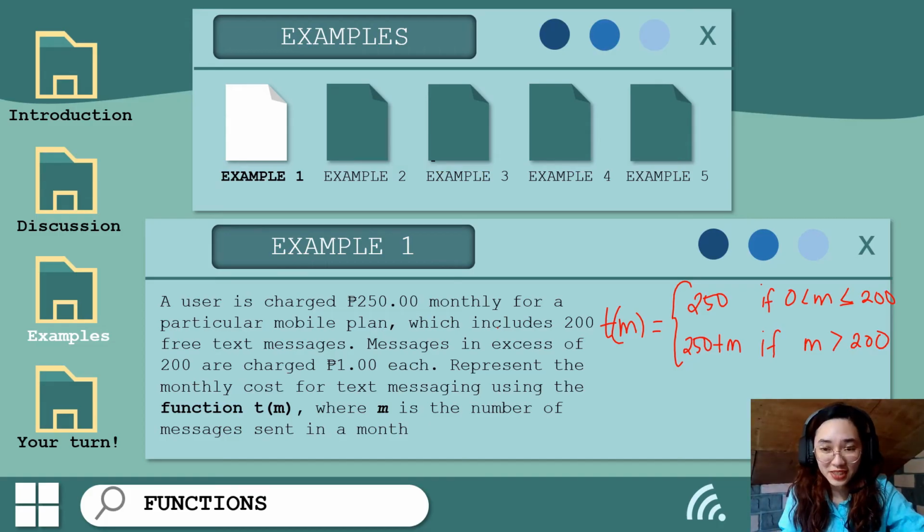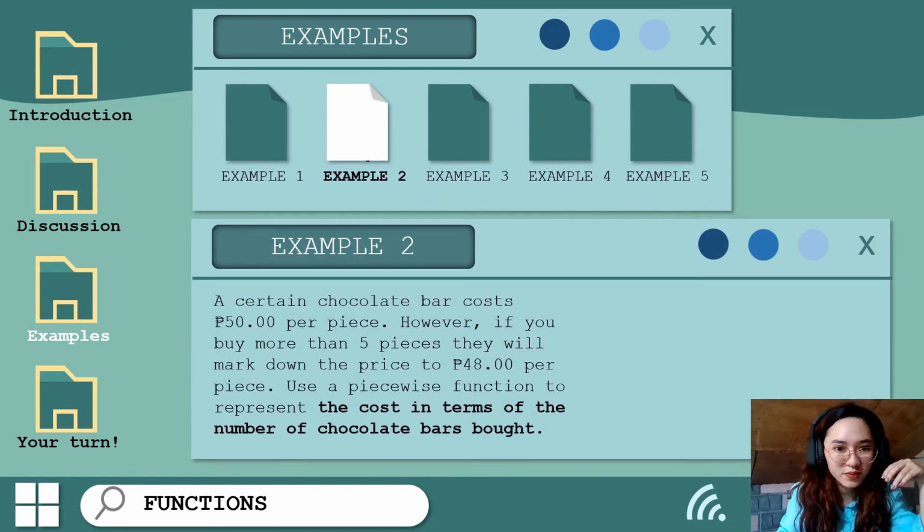Okay? Another example. Example number 2, a certain chocolate bar costs 50 pesos per piece. However, if you buy more than 5 pieces, they will mark down the price to 48 pesos per piece. Use a piecewise function to represent the cost in terms of the number of chocolate bars bought.